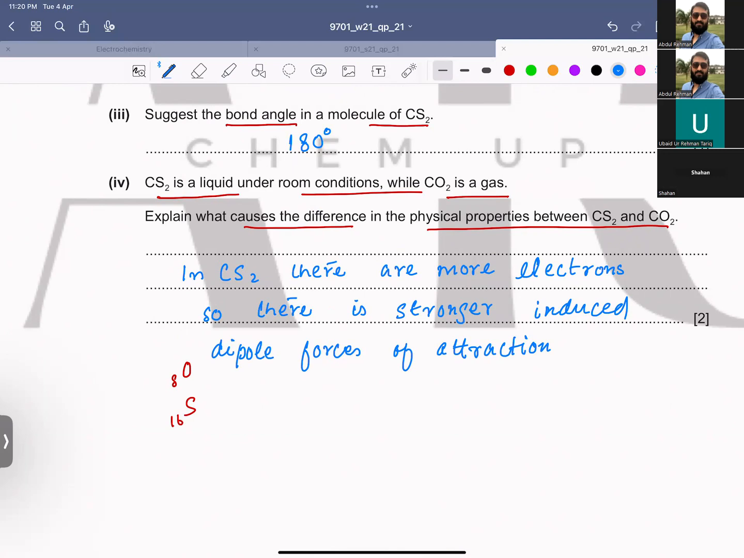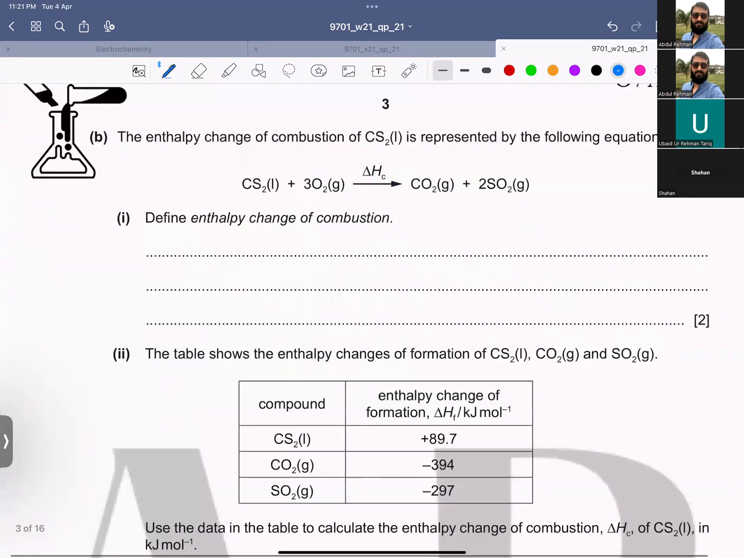Okay, so stronger induced dipole forces of attraction between CS2 molecules. Okay. Now next part.